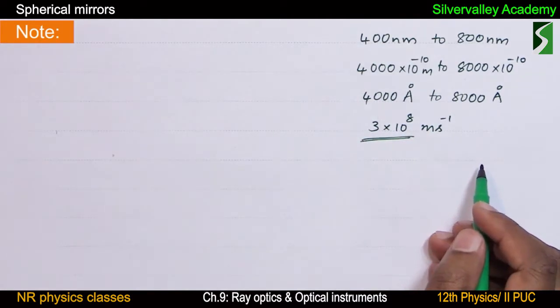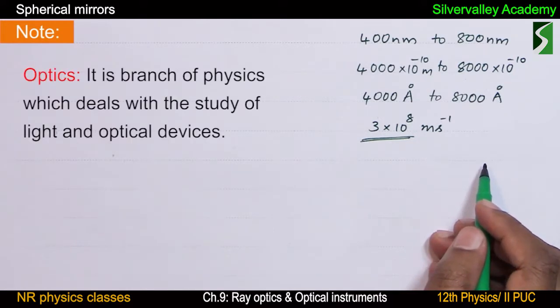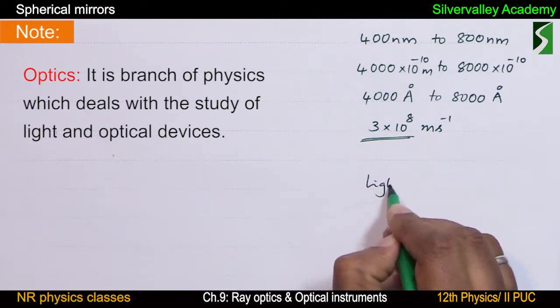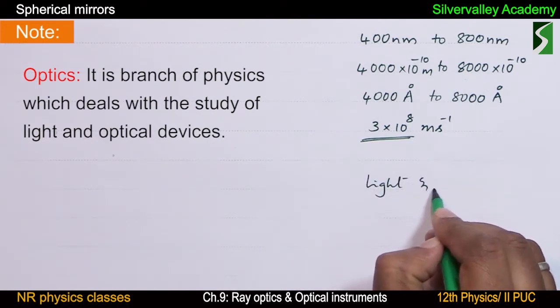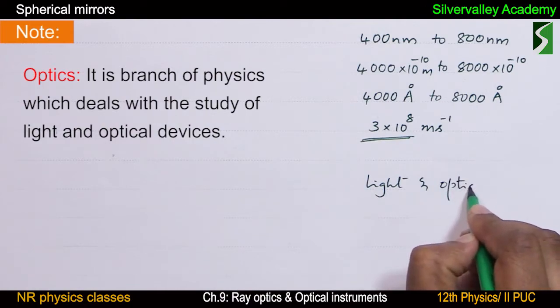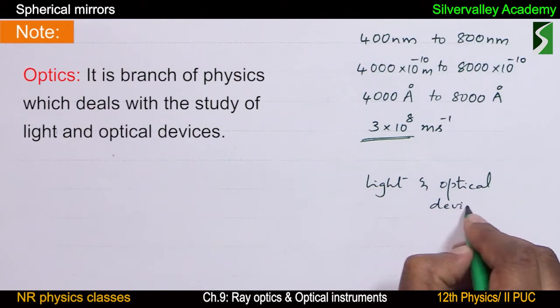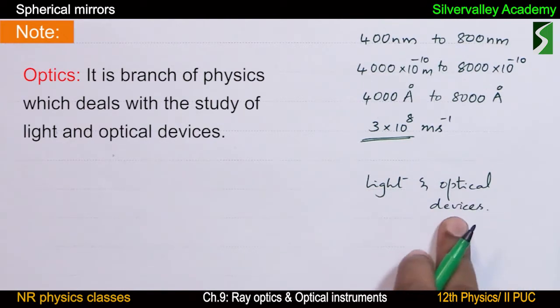Next, optics. Optics is a branch of physics which deals with the study of light and optical devices. Optical devices means it could be spectacles, lens, mirrors, binoculars, telescopes, microscopes. All those come under optics.